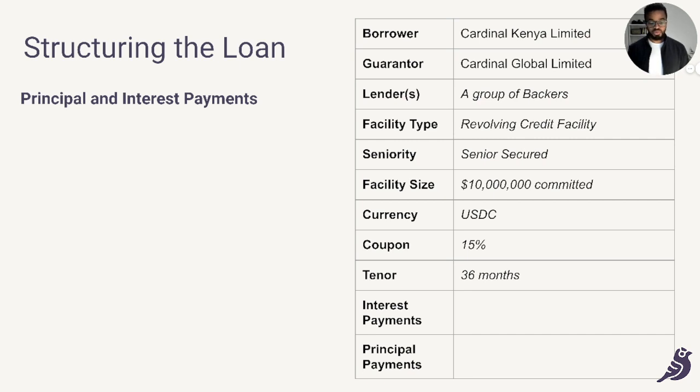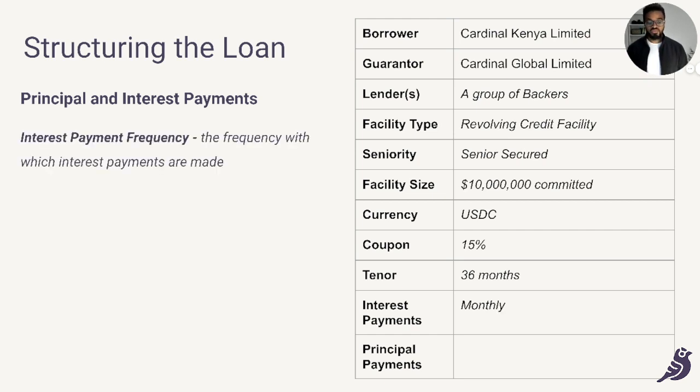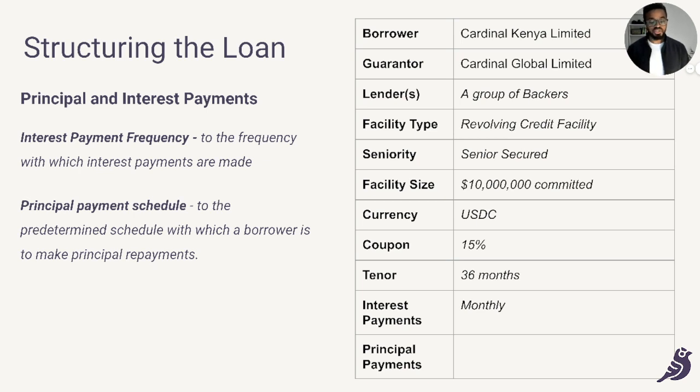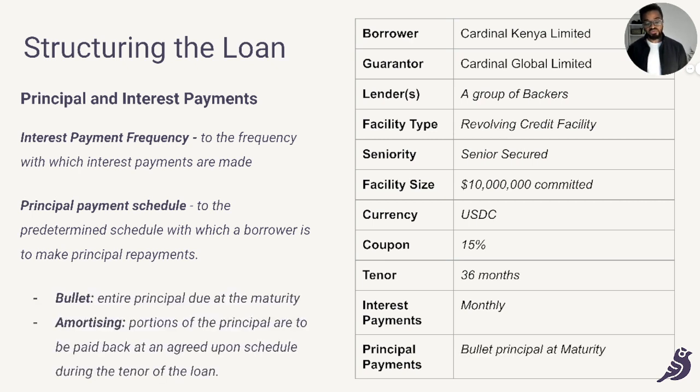And lastly, for this video, we'll talk about the interest payment frequency as well as the principal repayment schedules. For the interest payment frequency, this refers to the frequency with which interest payments are made. And for the purposes of the loans on the Goldfinch protocol, interest payments will be made monthly. And for the principal repayment schedules, this refers to the predetermined schedule with which the borrower is to make principal repayments. Loans typically either have bullet repayments, meaning that the entire amount is due at the maturity of the loan, or are amortizing, meaning that portions of the principal are to be paid back in an agreed upon schedule during the tenure of the loan.